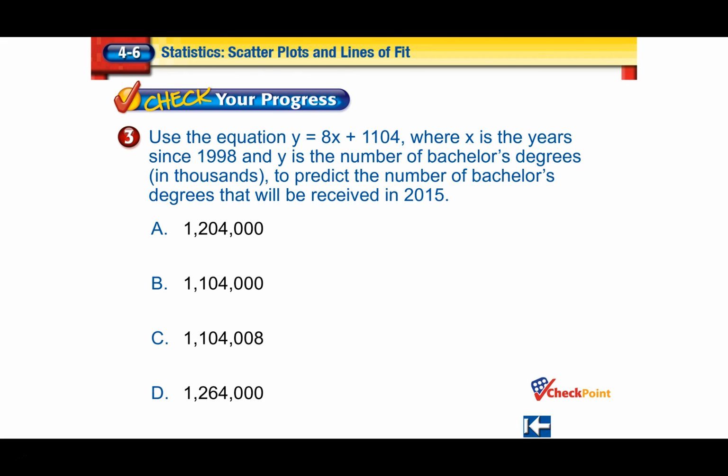All right, same concept here. Go. All right, so our x is years since 1998. What will happen in 2015? So we need to figure out what that number is. That's where we're going to start on this. So 2015 minus 1998. That would be 17, done. And those will cancel out.